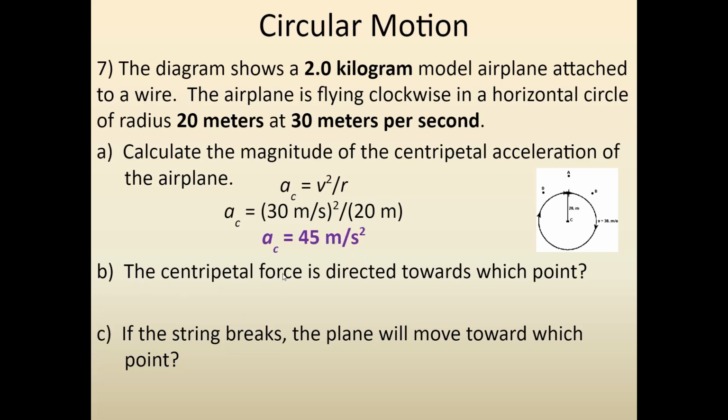Follow up, what is the direction? What point represents the centripetal force? Well, the centripetal force always points towards the center, so it's going to be towards C. And the following question, what if the string breaks, what direction will the plane move? This is just another way of asking what's the direction of the velocity. The velocity is always tangent to the circle, so it's going to move in a straight line towards B.